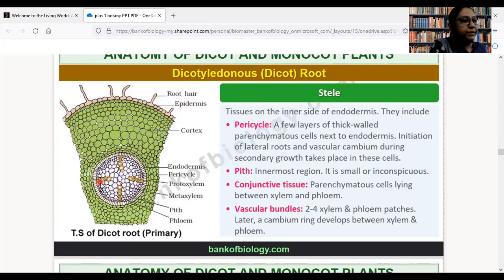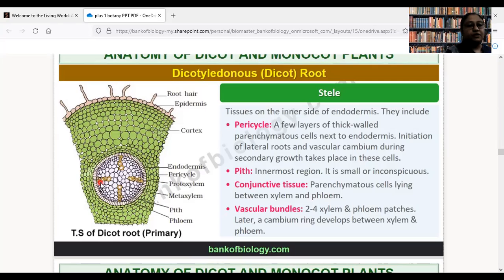What is the role of pericycle? The lateral roots and vascular cambium, which is part of secondary growth, will come from this stele part, which is pericycle. So pericycle is a part from which the lateral roots will come, as well as secondary growth will initiate.